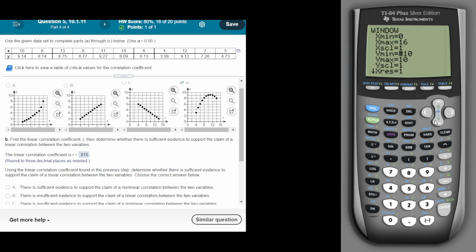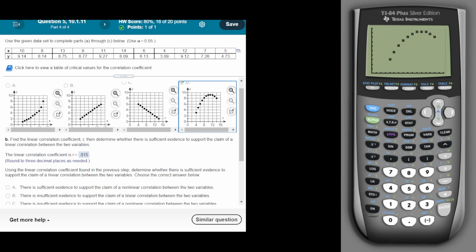For your Y min, whatever your smallest Y is on your Y axis, that starts at 0. So put a 0. And what's the top number? The top number is 10. So put a 10. Once again, just for simplicity, leave your Y scale as 1. And now we're in business. Go ahead and hit graph, and you're going to see it looks exactly like our choice D right here. So D is definitely your answer. We're done with that. That's how you find your graph.